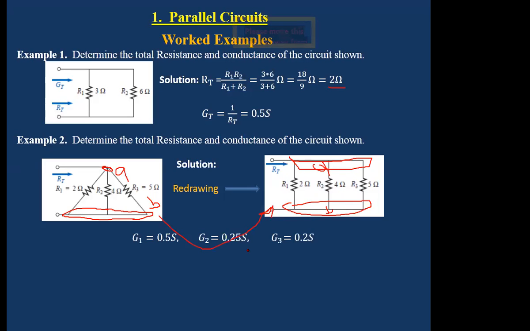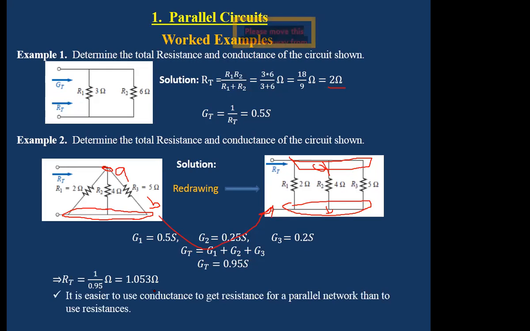So you can now write, if you know the resistance there, you can write the conductances. So R1, G1 becomes what? 1 over 2, 0.5. G2, 1 over 4, 0.25. G3, 1 over 5, 0.2 Siemens. Then from what we know that GT is G1 plus G2 plus G3, you can say GT is 0.95 by just adding these three conductances. Using those three conductances, you can now say RT is 1 over GT, both the inverses, and you get 1.053 ohms as your total resistance.